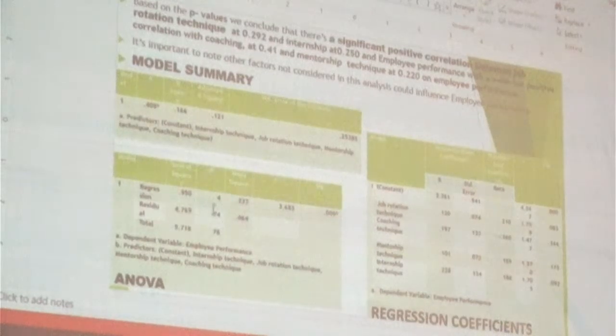And lastly, on our coefficients, with the values as shown, the significance levels also show that there's a relationship, but it's worth noting that a unique change in the predictors will lead to a change in the dependent variable, holding all other variables constant.